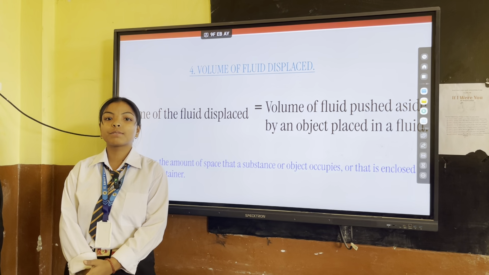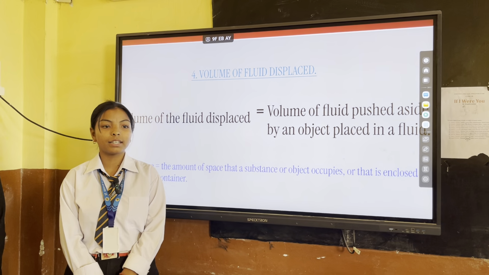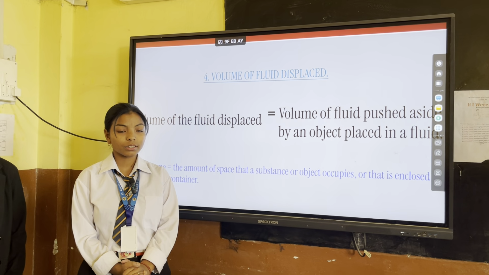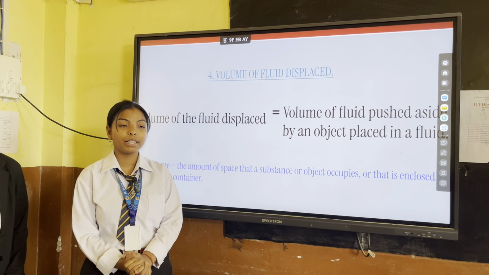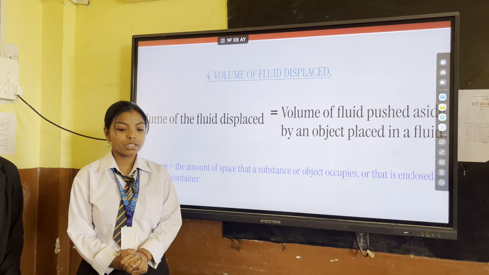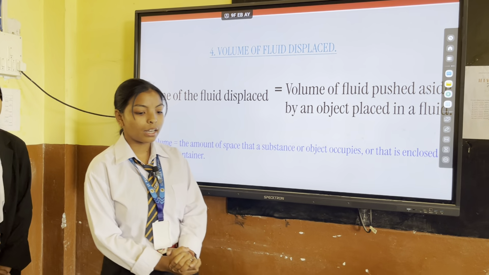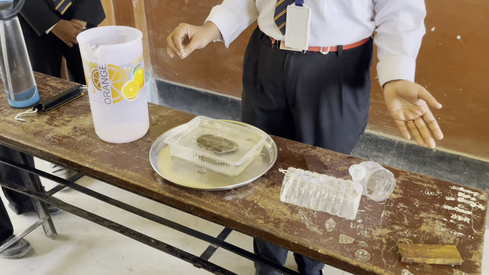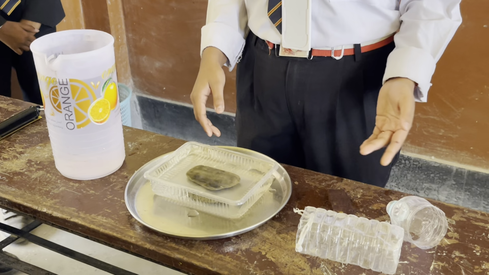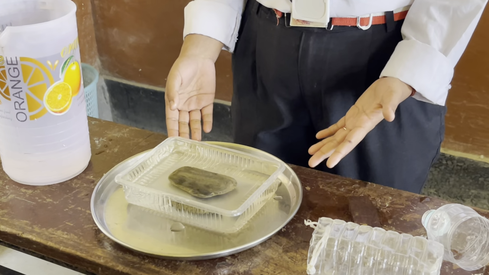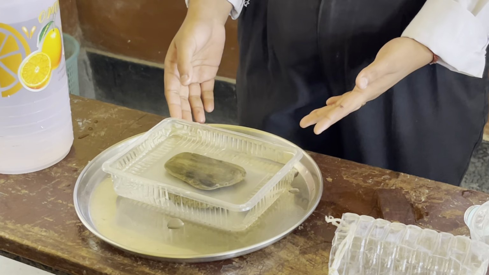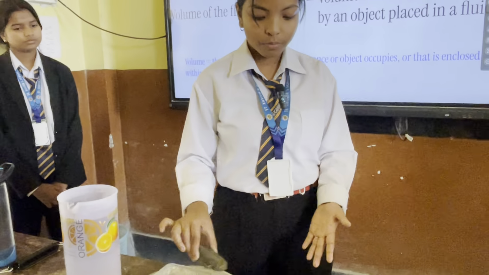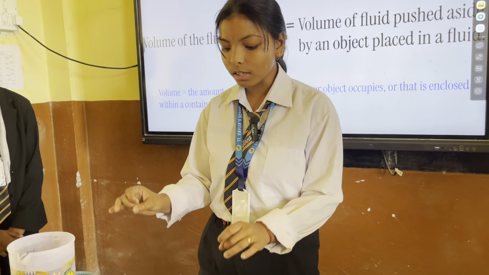Volume of fluid displaced. Volume of fluid displaced means the amount of fluid pushed out of the way by an object when it is placed in a fluid, liquid, or gas. For example, I dropped a stone in a bowl of water. You can see some water rises or overflows. The amount of water that rises or overflows is known as the volume of fluid displaced.